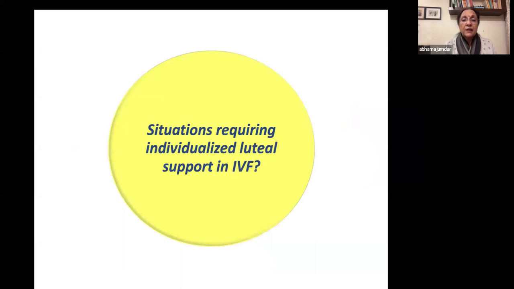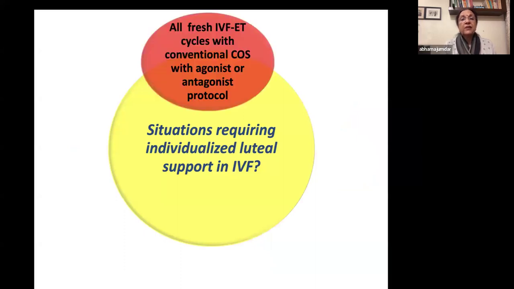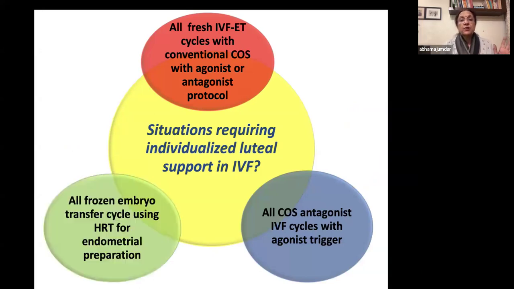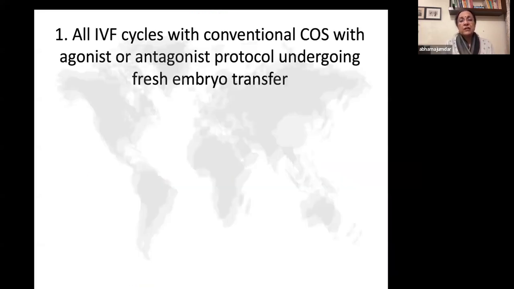Situations requiring individualized luteal support in IVF. Cycles with conventional controlled ovarian stimulation with agonist or antagonist protocol all require luteal support. All controlled ovarian stimulation antagonist IVF cycles with agonist trigger will also require luteal support. All frozen embryo transfer cycles using HRT for endometrial preparation, which means estrogen for endometrial preparation, will require luteal support.